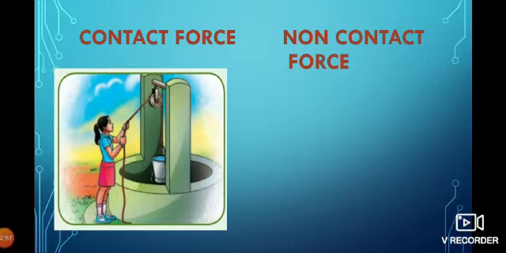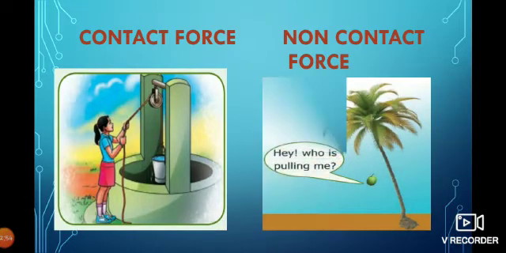And non-contact force: a force applied without touching the body is known as non-contact force. Examples of non-contact force are gravitational force and magnetic force. If a coconut or any fruit falls down from a tree, it falls automatically due to the gravitational force, and there is no touching of the body. It is a non-contact force.